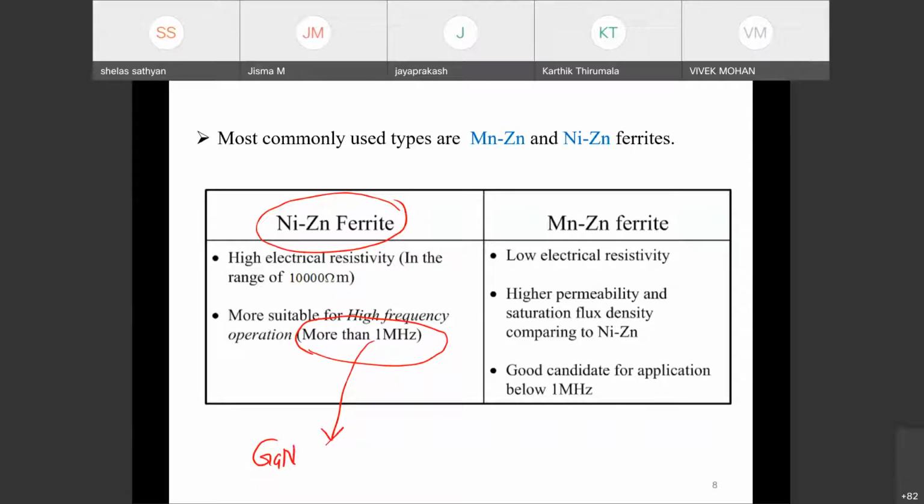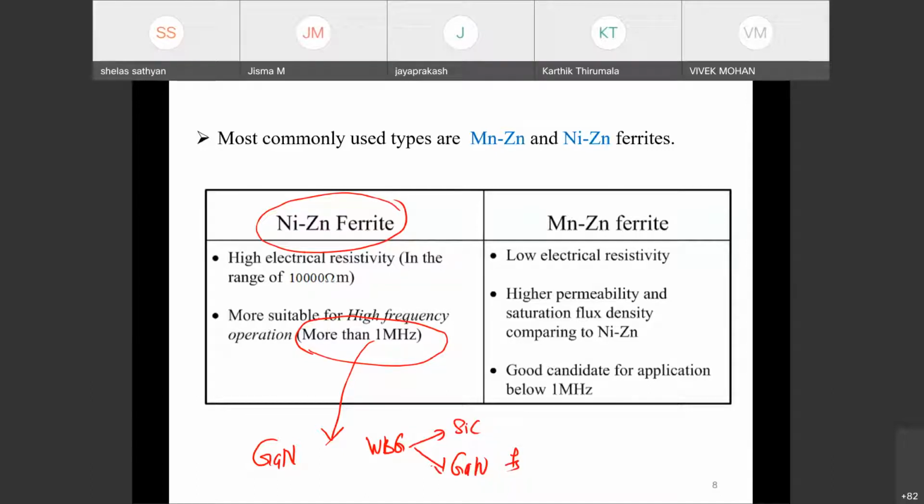One decade ago, we had only silicon based power switches, whether it is a MOSFET or IGBT, etc. Now we have wide band gap power switches that include silicon carbide as well as GaN, gallium nitride. And if you see a power supply based on gallium nitride, definitely the switching frequency will be in the range of 1 to 2 megahertz. So in that case, the nickel zinc ferrite core is the most preferred one.